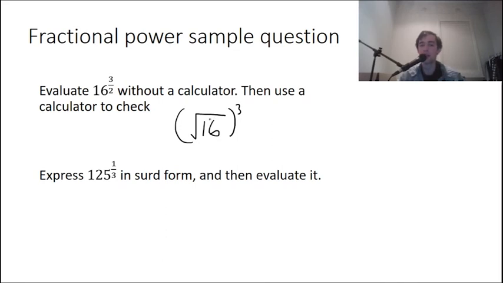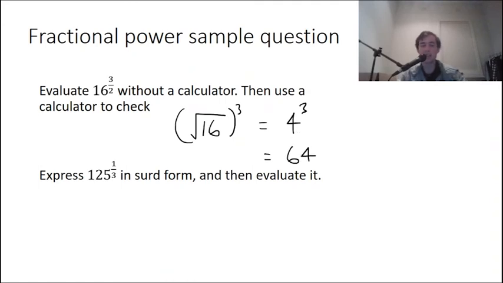But I'm going to put it like this for a reason, because we actually know what the square root of 16 is. The square root of 16 is just 4, isn't it? So that's actually the same as 4 to the power of 3. So you can see that this is already useful. It can already help us to simplify something and work out what it is. 4 to the power of 3 is 4 times 4 times 4. That's 16 times 4, 64.